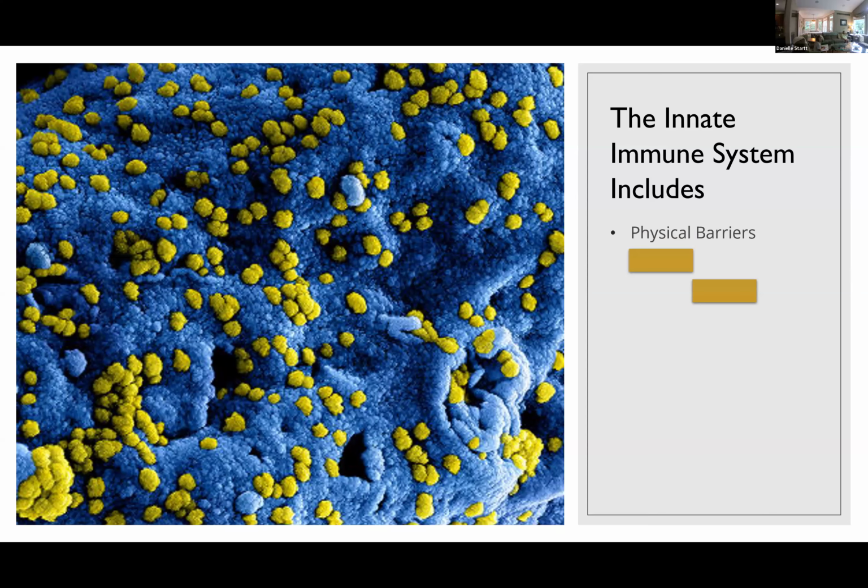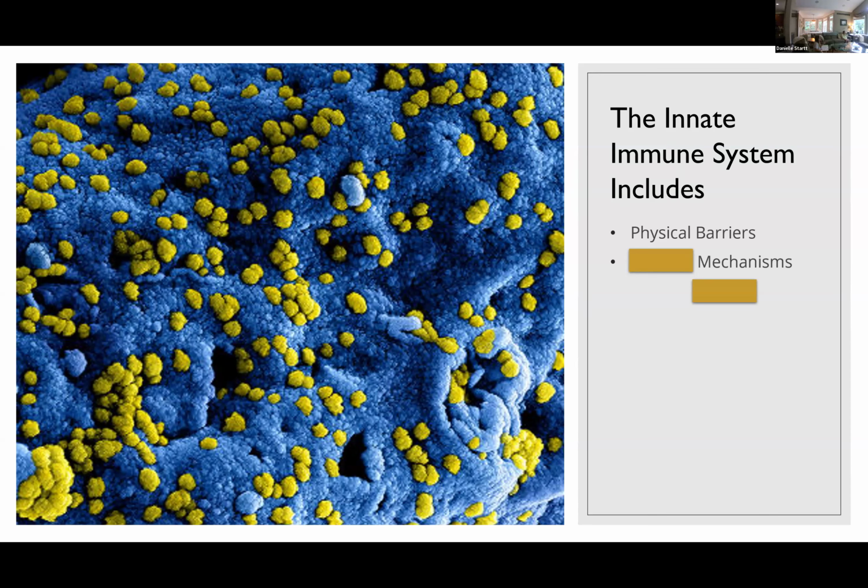It's going to be your physical barriers. What's an example of a physical barrier? What can you think of? Like your skin, right? If you have a cut and it's open, it can get infected, right? Because your skin's not covering it. So your skin, your mucus, eyelashes, things like that are physical barriers.